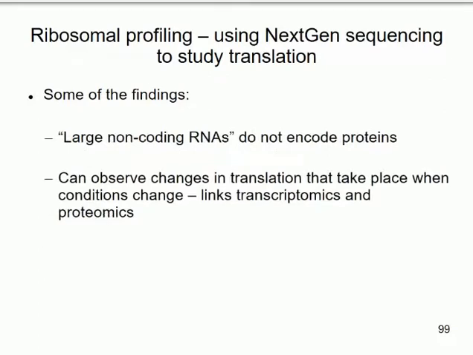Another thing that Jonathan found was that there's no protection of large non-coding RNAs. So these big RNAs don't have ribosomes bound. So they might be doing something, but they're certainly not producing any protein.